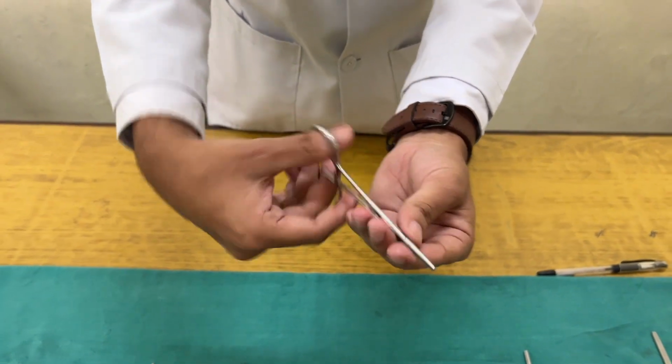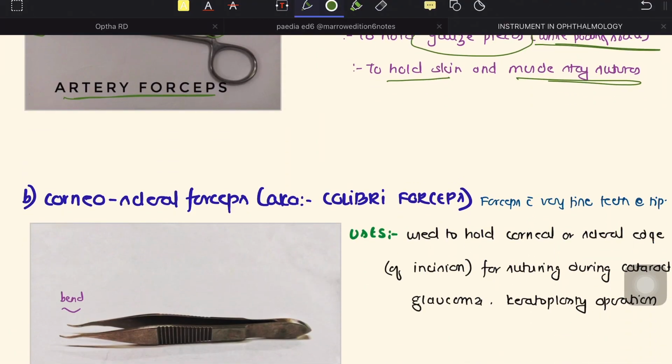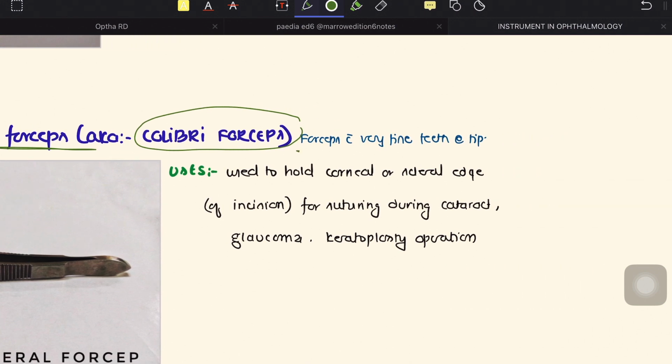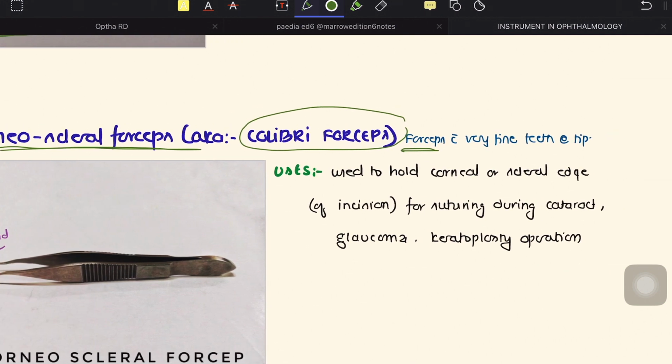The next forceps that we are going to talk about is corneoscleral forceps. It is also known as colibri forceps. Basically, when we are talking about corneoscleral forceps, there are two types, but the most important that we must know is colibri forceps. It is a forceps, as we can see from the configuration, but it has very fine teeth at the tip.